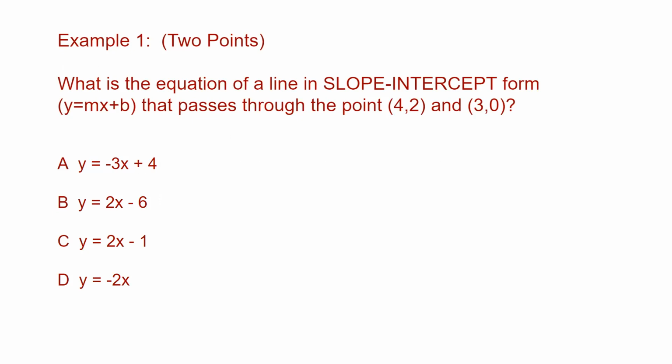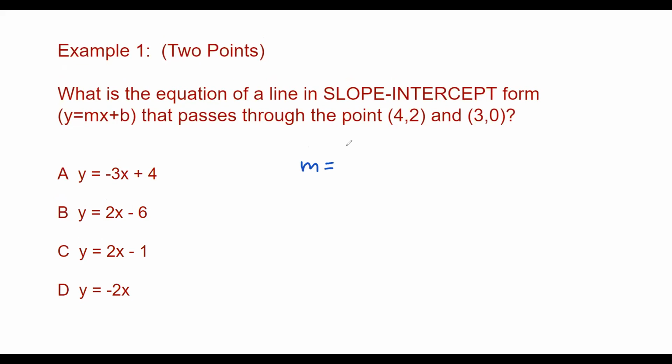Grabbing my pen, what is the equation of a line in slope-intercept form that passes through the points 4, 2 and 3, 0? So we aren't given the slope here, so we're going to have to calculate it first. That slope formula is m, or the slope, is equal to y2 minus y1 divided by x2 minus x1. And we can label our points here just so that we keep them straight. This is x1, this is y1, this is x2, and this is y2.